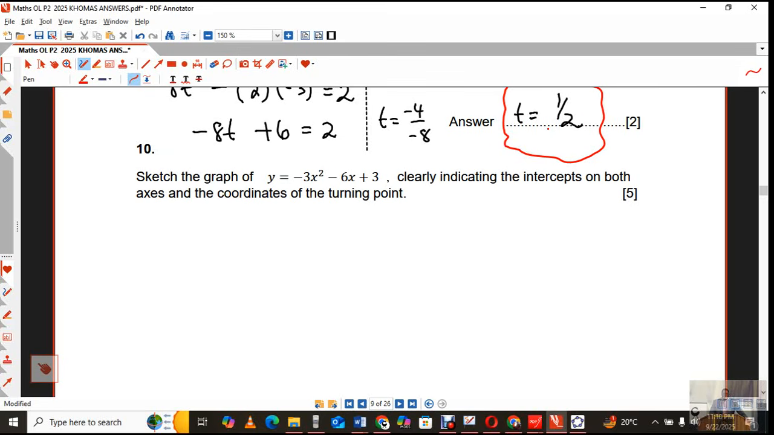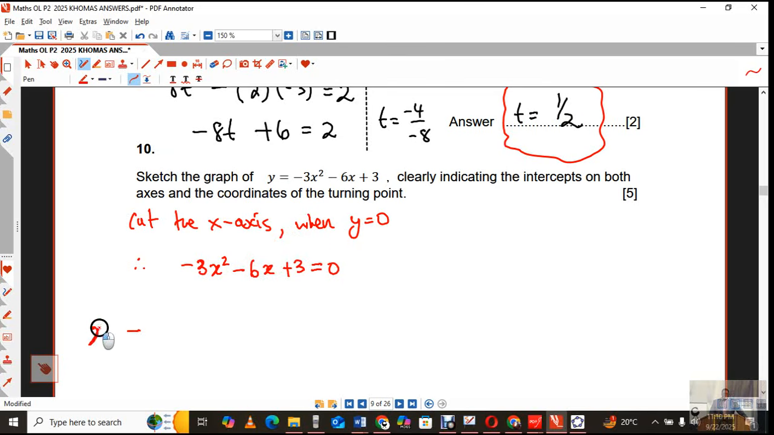Question 10, sketch the graph of y equals minus 3x squared minus 6x plus 3. Now, it's also important here that you need to know that this graph does not factorize. So if you were to find where the graph will cut the x-axis, that happens when y is equal to 0. So that means minus 3x squared minus 6x plus 3 is equal to 0.